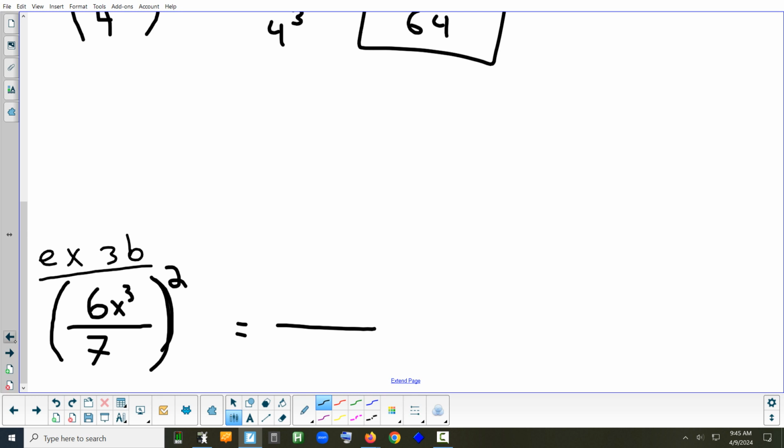So looking at that fraction, can anybody tell me what is my numerator? 6x to the power of 3. So 6x to the power of 3. And we're going to raise that entire thing to what? To the power of 2. Then we're going to break it down and start doing what you were saying. What about in the bottom? 7 to the power of 2. So let's simplify the bottom. What is 7 to the second power?